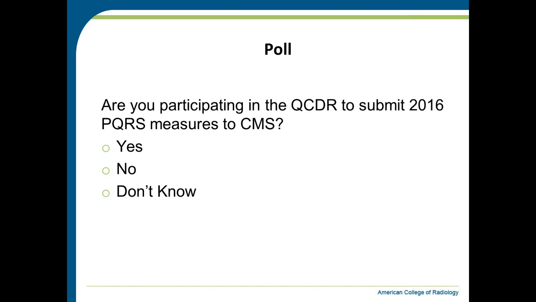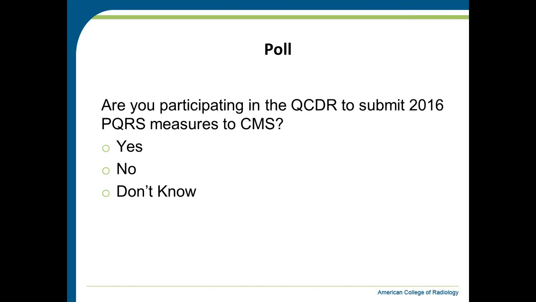For those indicating that you are using our QCDR, you've been receiving most of our communications as far as some tips and tricks to make the best use of our system. For those who have indicated no, you're probably just trying to still learn about what it means to report via registries, because this is optional. The alternative is to continue doing claims reporting. But we do thank you for at least taking the time to gather that information, especially as we transition to a new quality program in 2017.